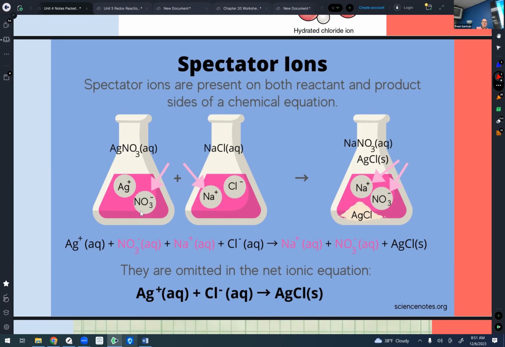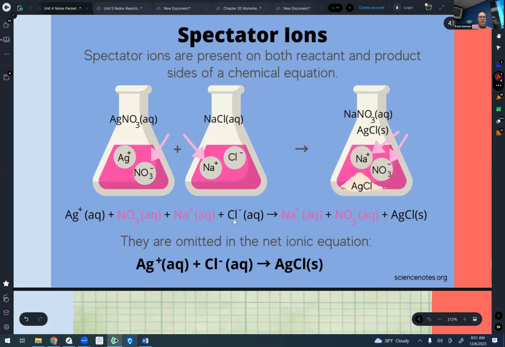Anyway, here we go. Spectator ions. We've already learned that these are the elements that do not change their charge throughout the process. This is something that we learned about last time, so we know how to identify those. Just a reminder of that task.